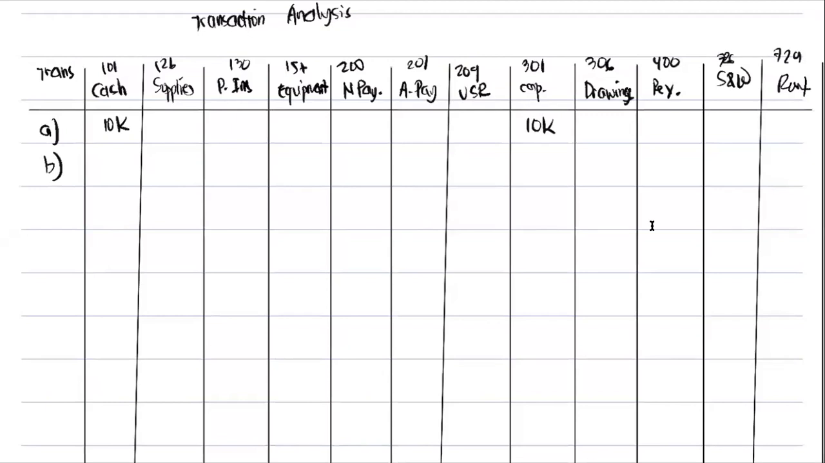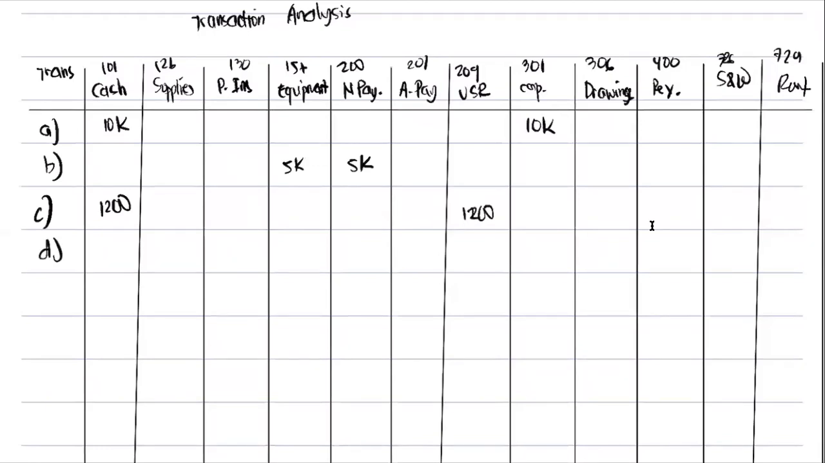Letter B. Pioneer purchased office equipment costing 5,000 by signing a 3-month note. So equipment, positive. Notes payable credit, positive, 5,000. Letter C. Pioneer receives 1,200 cash advance from a client. So our entry is debit to cash, credit to unearned service revenue. Since you debit cash, positive, you credit unearned service revenue, a liability, positive.